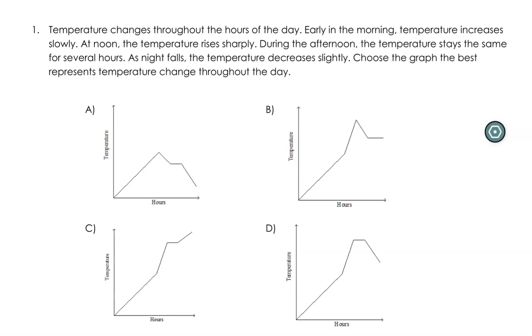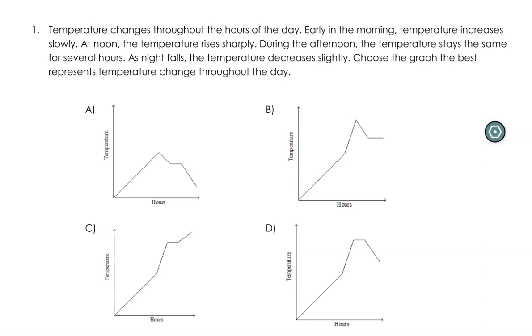Alright, so let's start here with number 1. Temperature changes throughout the hours of the day. Early in the morning, temperature increases slowly. At noon, temperature rises sharply. During the afternoon, the temperature stays the same for several hours. As night falls, the temperature decreases slightly. Choose the graph that best represents the temperature changes throughout the day.